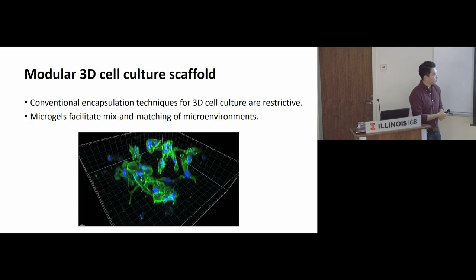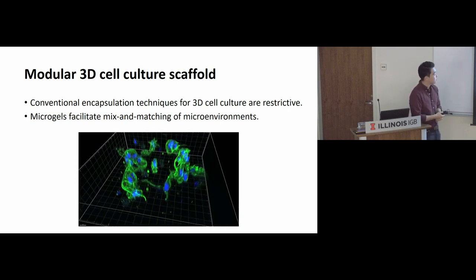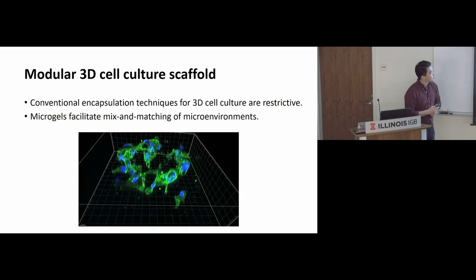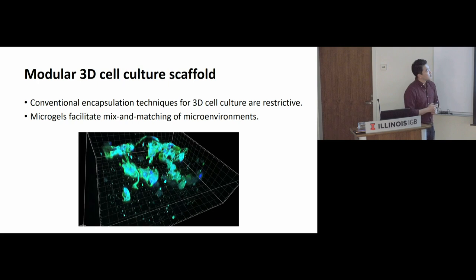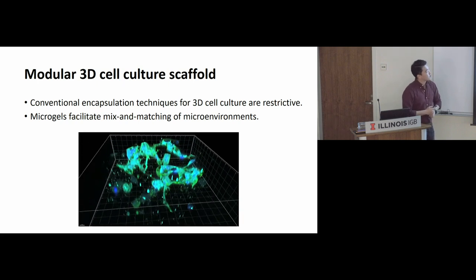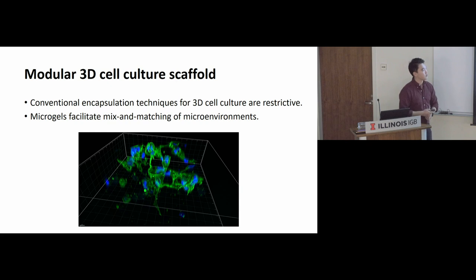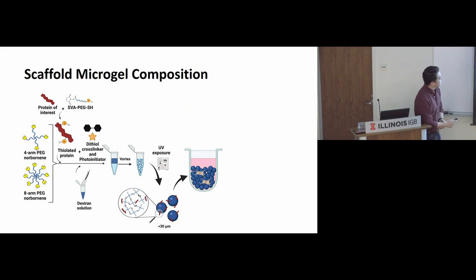So yeah, that's the end for the in situ cytokine sensor system. And now I'll move on to the modular 3D cell culture scaffold. As we mentioned already, conventional encapsulation techniques for 3D cell culture are very restrictive in the sense that cells are very restricted to a space. And these microgels allow mix and matching of microenvironments. I'll go through that afterwards, but as we said, you can have heterogeneous microgels in one system and mix them. You already saw the beautiful video there. So it's a very similar system.